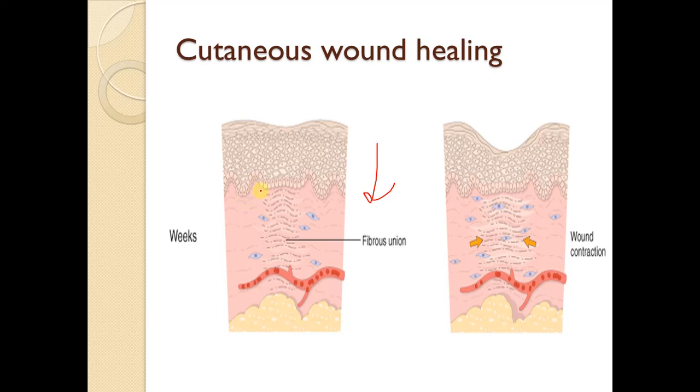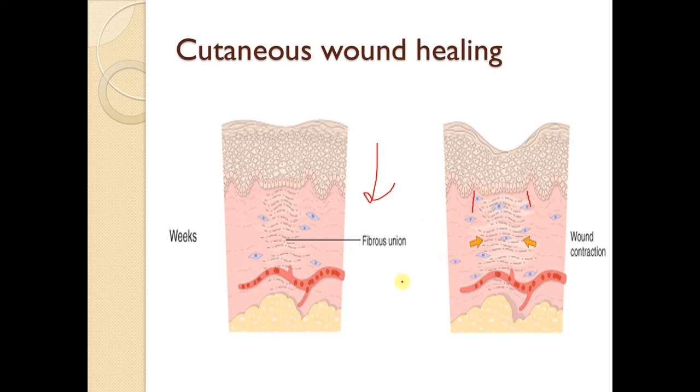At the end of the 2nd week, myofibroblasts will start to appear at the edges of these wounds, especially in the case of larger wounds. Myofibroblasts are actually specialized fibroblasts which have acquired contractile protein in order to reduce the size of the wound. So they will appear at the edges of the wound, and they will contract in order to reduce the surface area of this wound.